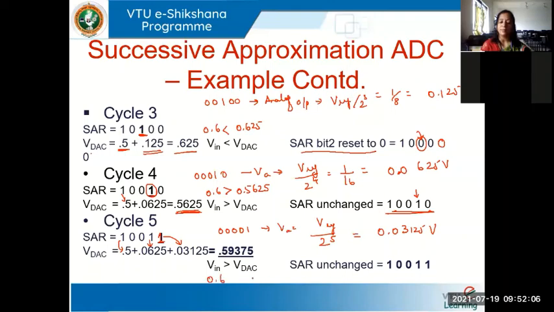Vin is 0.6, which is still greater than 0.59375. But it is very close, you can see. So keep the least significant bit unchanged or leave it as high. So since we are done with the 5 bits, we have considered only 5 bits in the successive approximation register. Since we are done with 5 bits, the digital output of this example will be 10011 corresponding to analog input of 0.6 volts with a reference voltage of 1 volt.